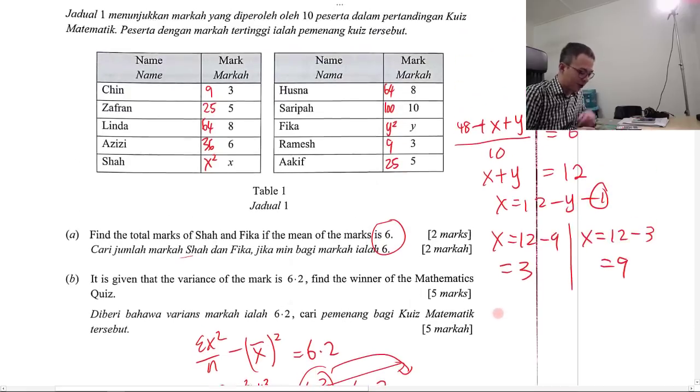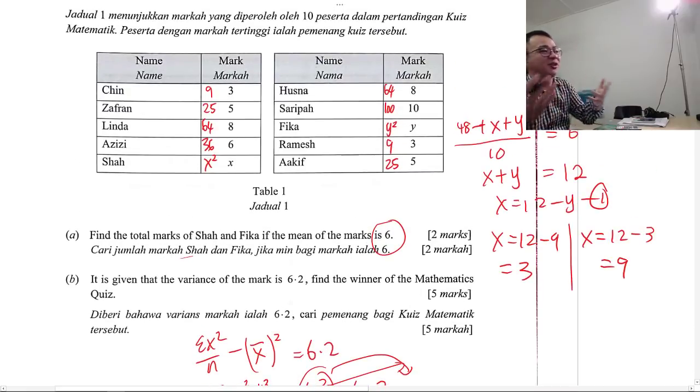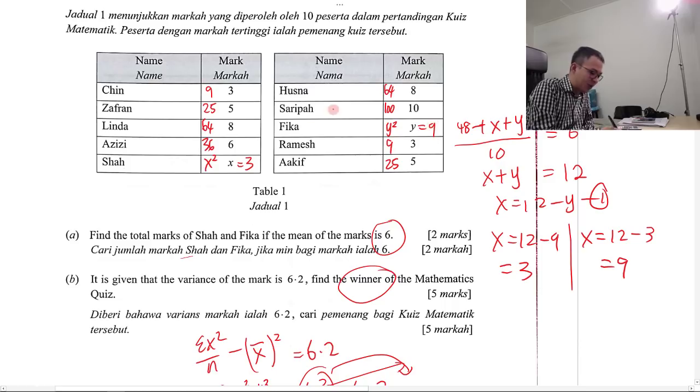So therefore, your x and y can be either 3 or 9. But it doesn't matter because the question asks you about the winner. So if, let's say, x is equal to 3 and y equals 9, the winner is still Sharipah, because Sharipah actually gets 10. Because the winner is the highest mark, isn't it? So even if you substitute the values of x and y, it doesn't change anything.